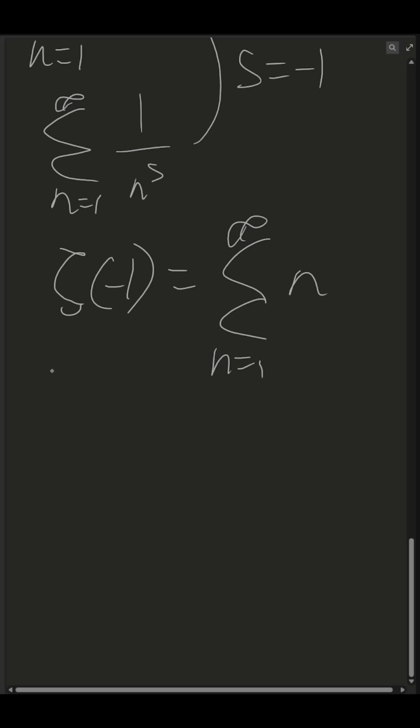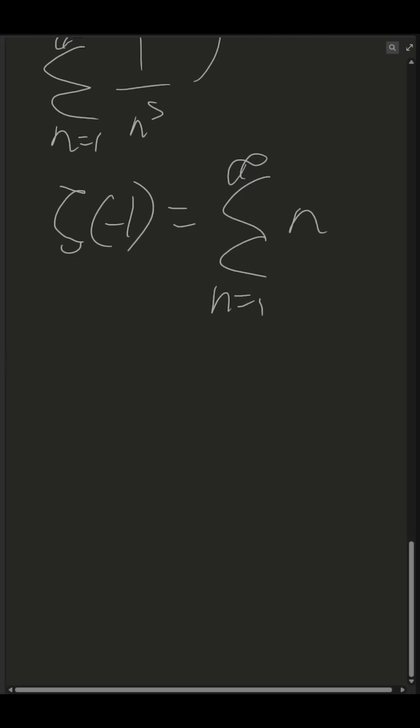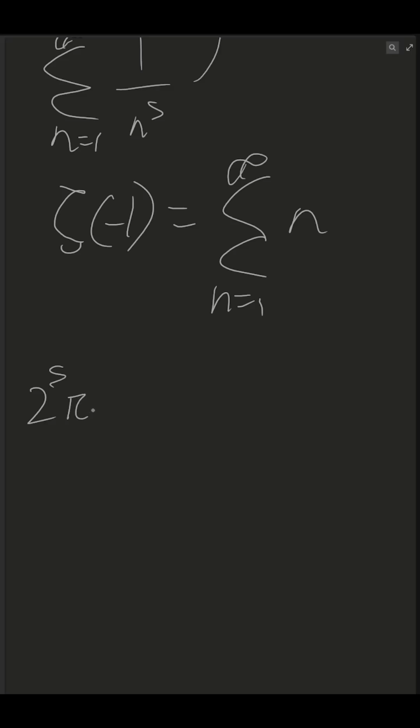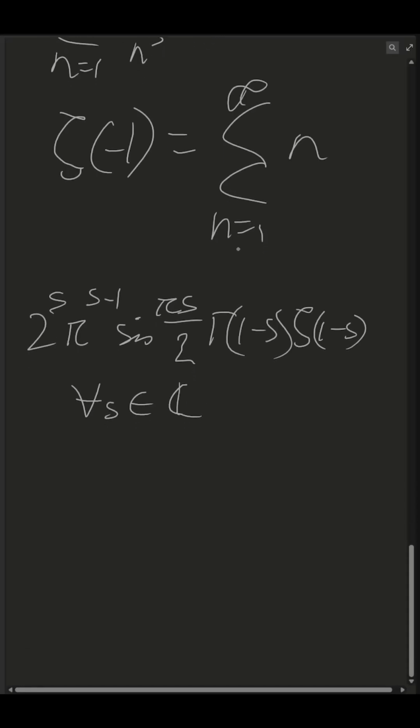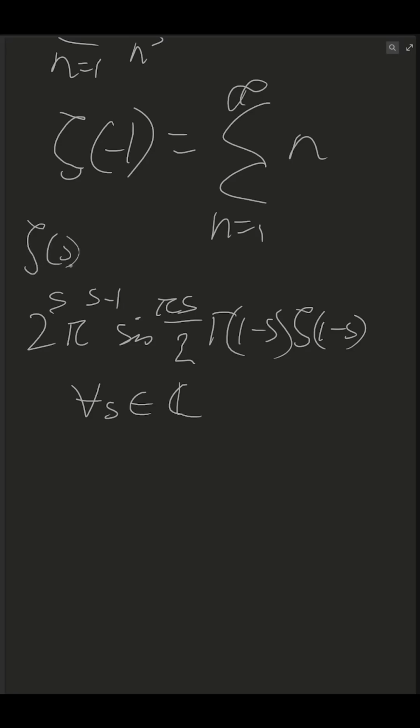So very good. Now, if you saw my last video, you will know that the analytic continuation is zeta of s equals 2 to the s pi to the s minus 1 sine of pi s over 2 gamma of 1 minus s zeta of 1 minus s. That is valid for all s in C, or in the complex plane, and of course minus 1 is in fact a number in the complex plane, so this function is valid for us.